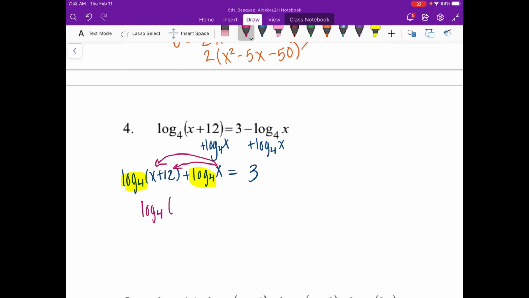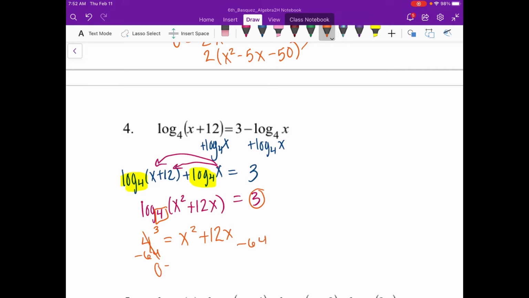So I'm going to go ahead and just multiply them now. That gives me x squared plus 12x. And then that equals 3 on the right. And then change to exponential from here. So this is my base 4, this is my exponent, to the third power equals x squared plus 12x. Okay, so let's turn this into a quadratic and factor and go from there. So 4 to the third power is 64, so I'm going to subtract the 64 over this way. 0 equals x squared plus 12x minus 64.